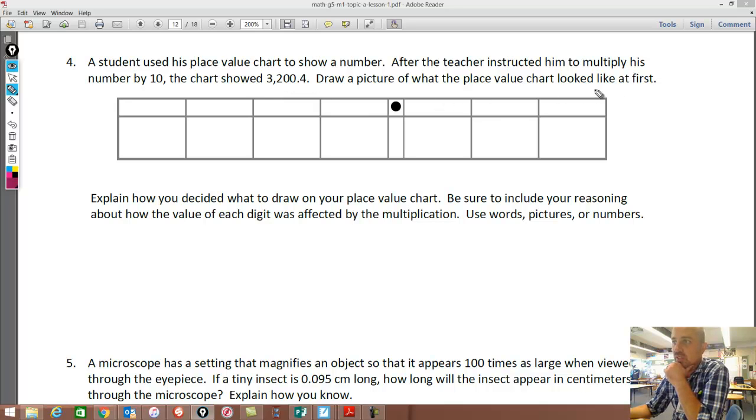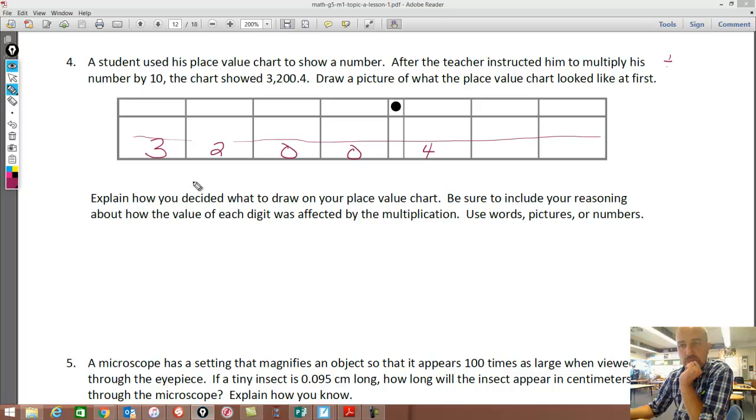So draw a picture of what the place value chart looked like at first. After he multiplied by 10, afterwards, he had this. This is what he had after he multiplied it by 10. It got 10 times bigger. The opposite of multiply would be divide. Go backwards. What would it be? Explain how you decided what to draw in your place value chart.